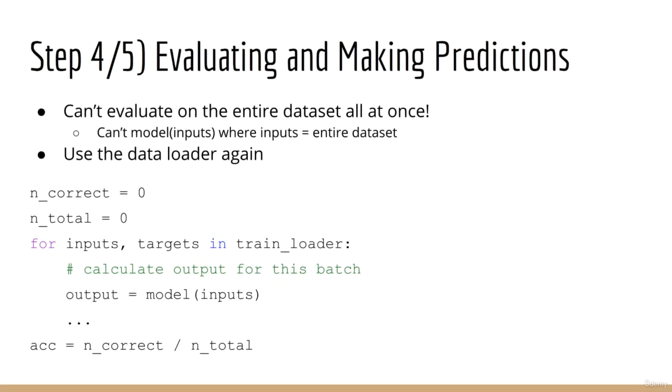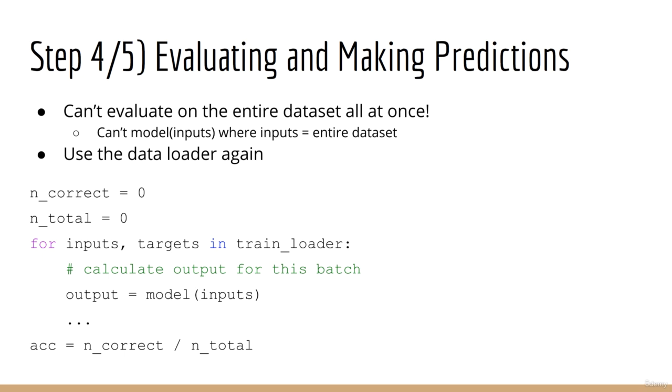Finally, step 4 and step 5 are to evaluate the model and make predictions using the model. As we just discussed, with large datasets, it may not be feasible to load in the entire dataset into memory. Therefore, we can't just do model of inputs and pass in the entire dataset all at once. And so this is yet another place where we have to make use of our data loader object. Due to the fact that our predictions come in batches, we won't just have a single array of predictions to compare to the targets like we did before.